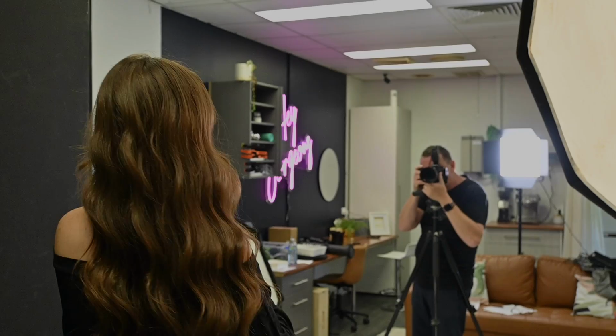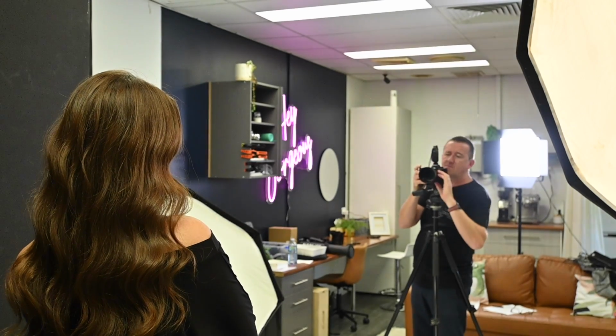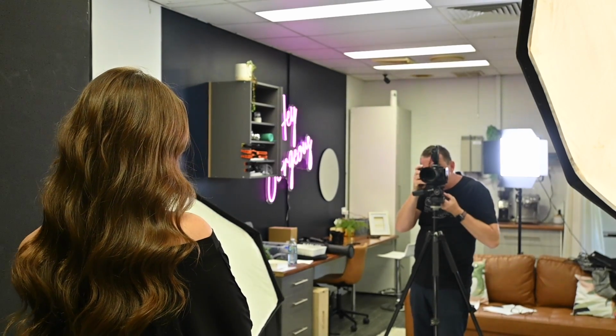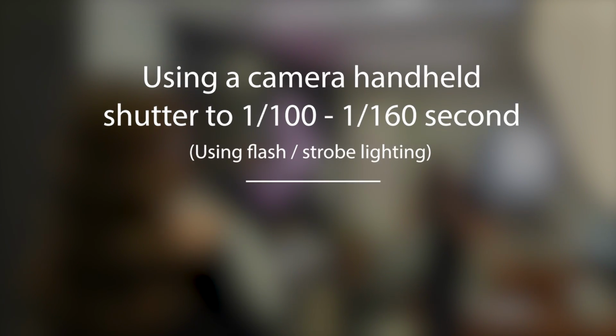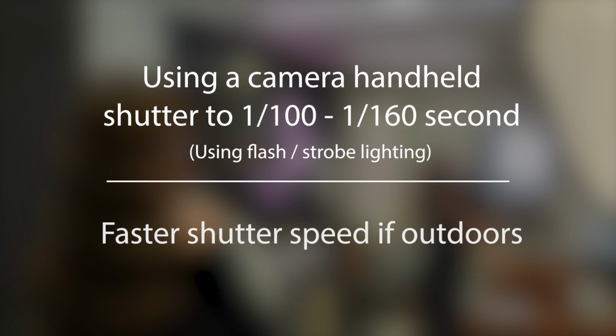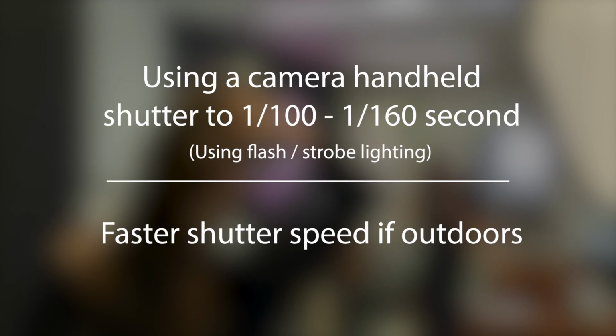Of course, the best way to eliminate camera movement is to use a tripod, but if you want to work handheld, then I recommend using a shutter speed of around 100 to 160th of a second if you're shooting using studio flash. And if possible, go higher or faster if taking photos outside and the light allows.